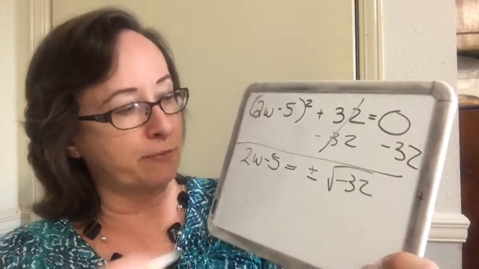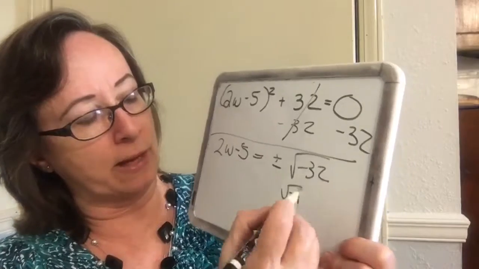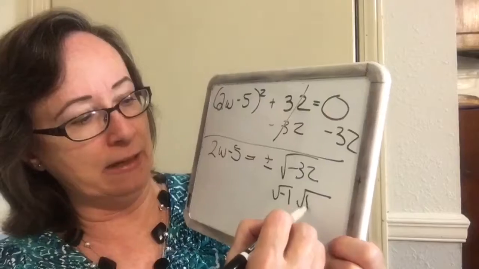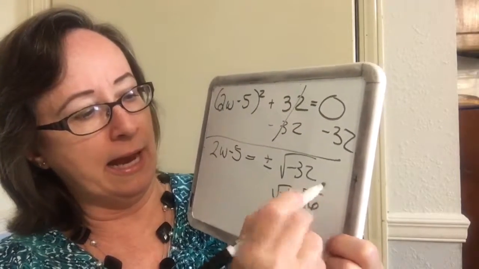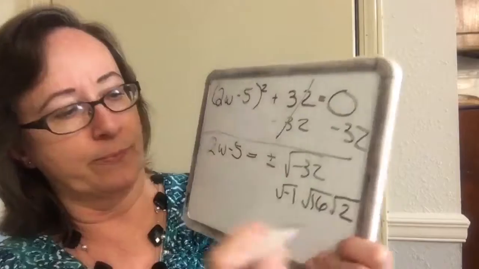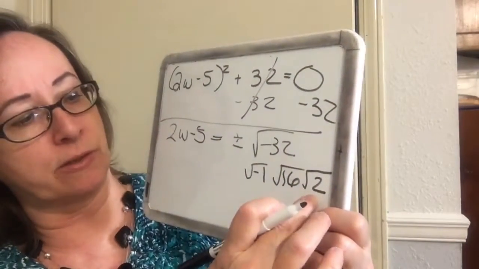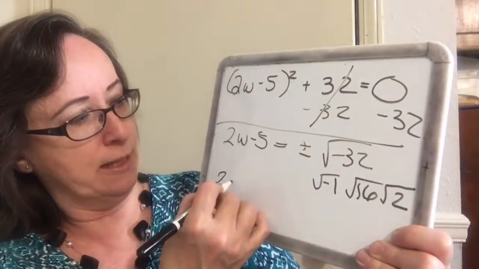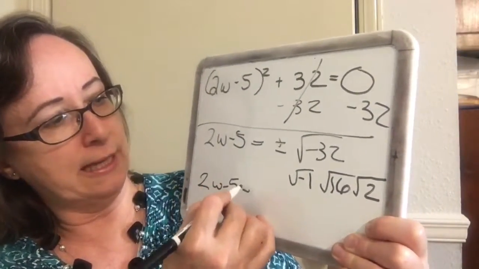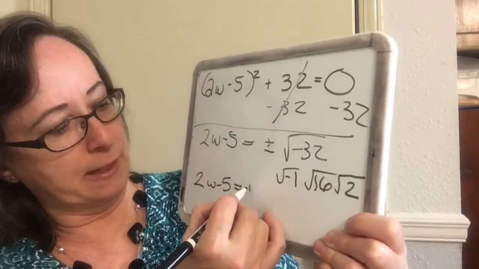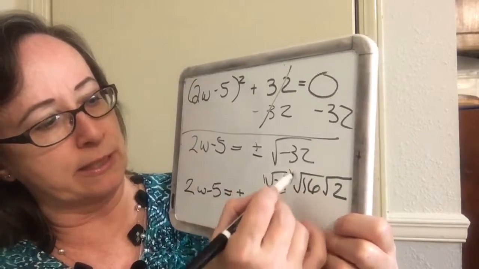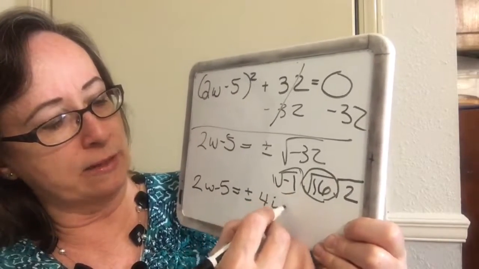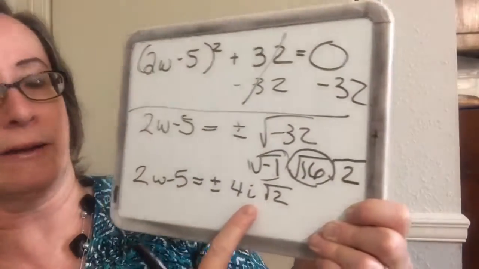Now, 32 is not a perfect square. We're going to break this into a -1, and we're going to break this one into a 16, which is in 32, and a 2. Okay, so 16 times 2 is 32 times the -1, plus or minus, so we end up with 2w minus 5 equals plus or minus. This one turns into an i, this one turns into a 4, so 4i square root of 2 does not come out of the radical.